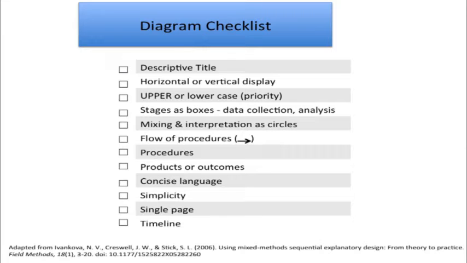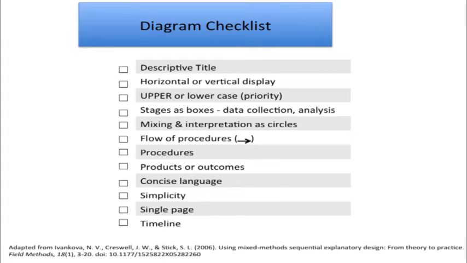We often put the key stages in the design in boxes. So data collection would go in a box, data analysis would go in a box. I'm going to show you these in a moment. When we make an interpretation in our mixed methods design, it's often illustrated with a circle. As I said a few minutes ago, the arrow can indicate a flow of procedures, and we want to indicate at each stage in our procedure the different steps that might be used. So I'm going to indicate specific procedures that relate to data collection, specific procedures that relate to data analysis.